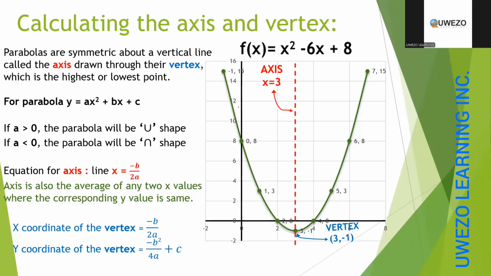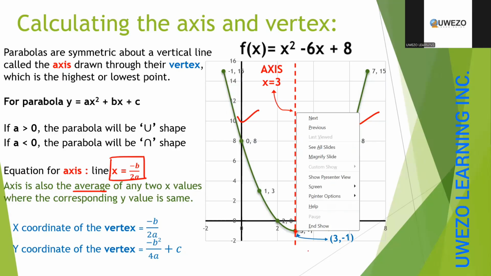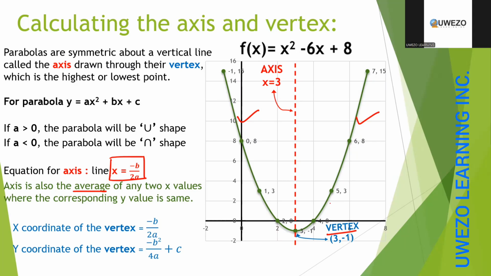The axis of symmetry is an imaginary line that divides a parabola into two symmetrical parts. To find the equation for the axis, we can use the formula x equal to minus b by 2a, or we can also do the average of the x-intercepts or any two x values where the corresponding y value is the same. The point where the axis meets the parabola, we call it the vertex. The vertex is the peak point of the parabola.